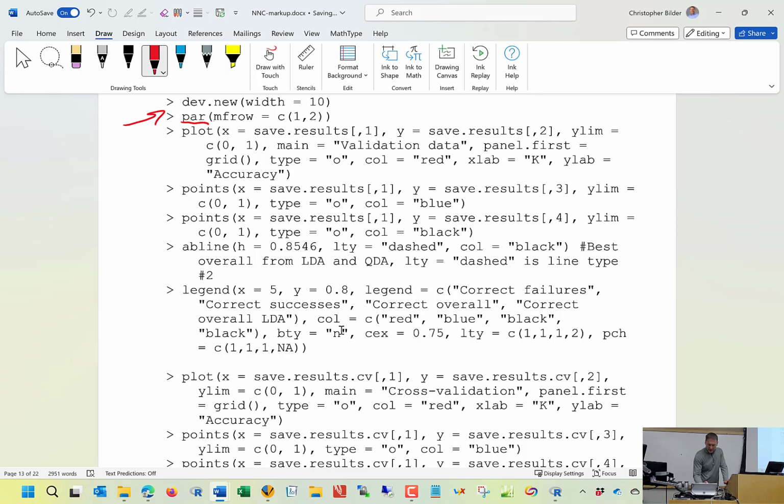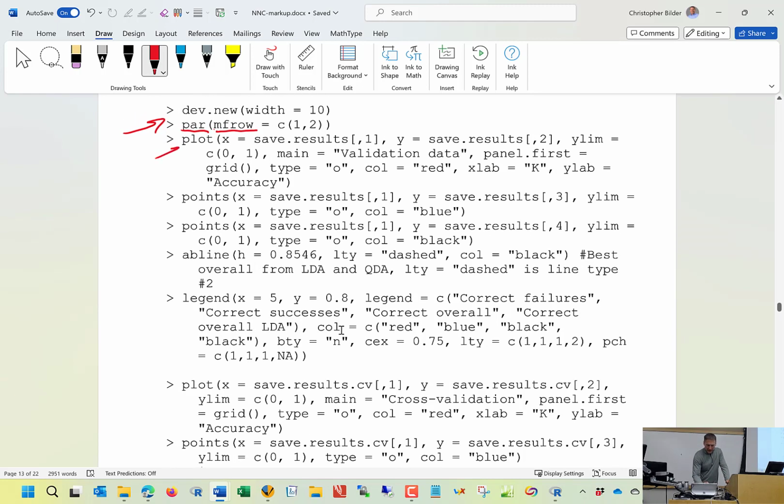I don't remember off the top of my head if we've talked about this. Have we talked about this par function with respect to the MF row? We have? Okay. So what this is going to do, just to review, MF row stands for make frame by row, 1 row, 2 columns of plots in the exact same graphics window. Par stands for graphics parameters.